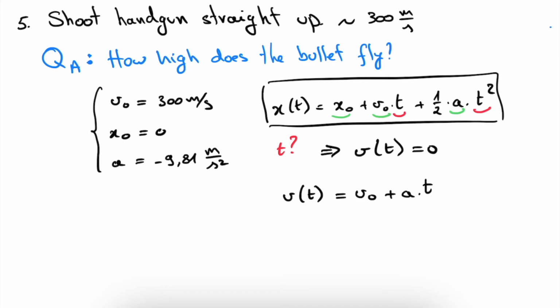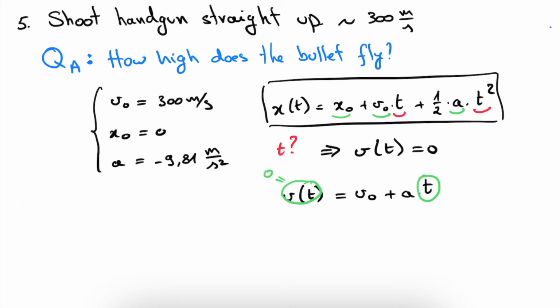From this formula, we want to extract this t, and not just any t, we want to extract the t at which our velocity is 0. Because at this point where our velocity is 0, it means that our bullet has reached its maximum height, and so this t can then be directly plugged into this formula, so we can get x of t. We don't want any t, we want the specific t at which v of t is 0.